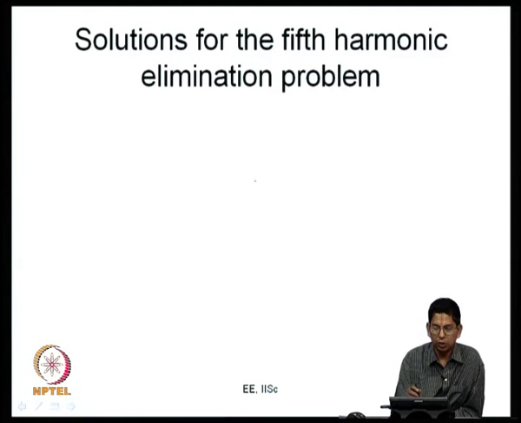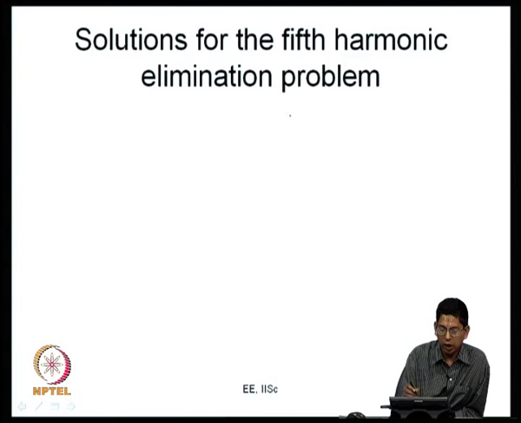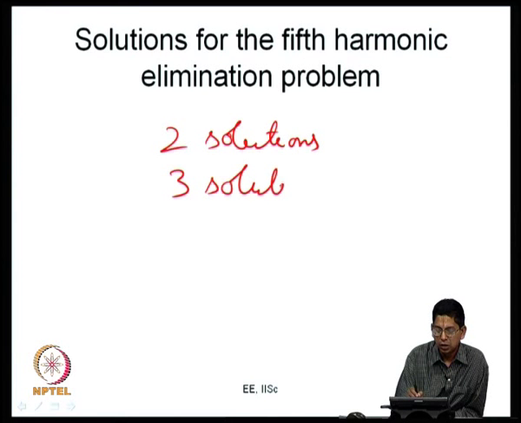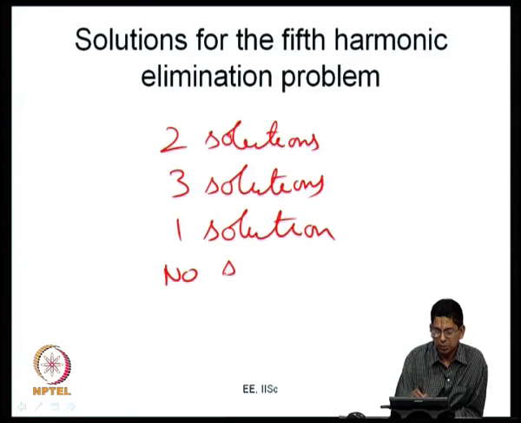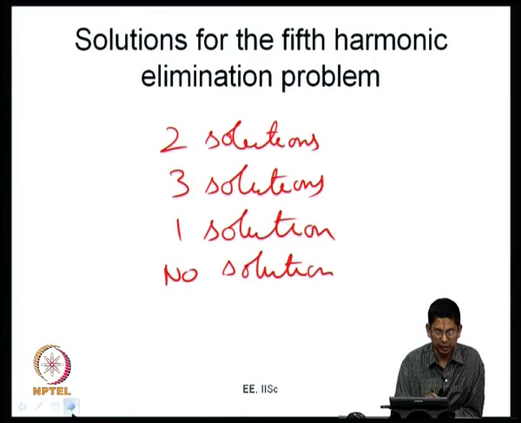As I said about the 5th harmonic, this is about the 7th harmonic elimination problem. Here again, there are 2 solutions in some range, you can have 3 solutions in some other range, you may have only 1 solution in some range, and you may have no solution in some other range. It is possible for you to find out what these ranges are and things like this now.